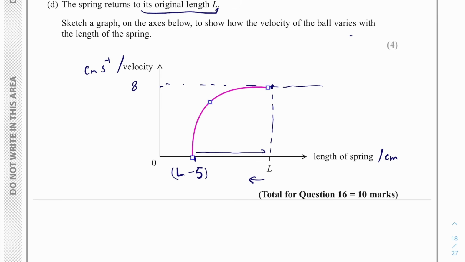Something like this. All right. Okay. So L minus 5, 1 mark, 8, 1 mark, that it stops at L. It stops at 8. Not stops, but it comes at 8 when it's at L, and the shape of the graph. That's your 4 marks.